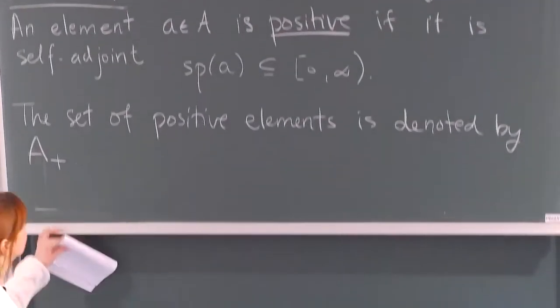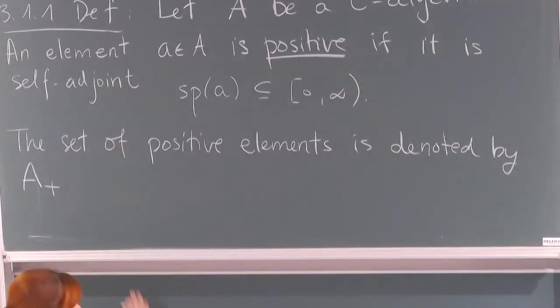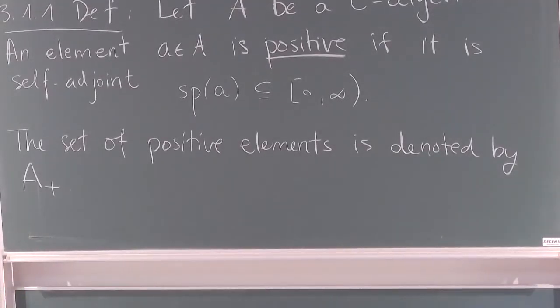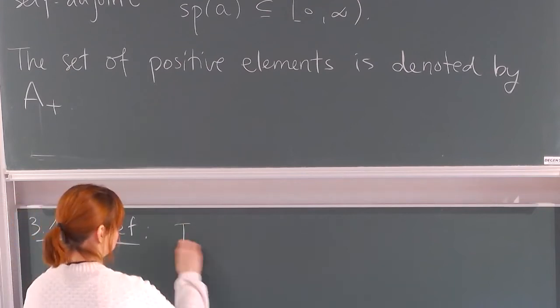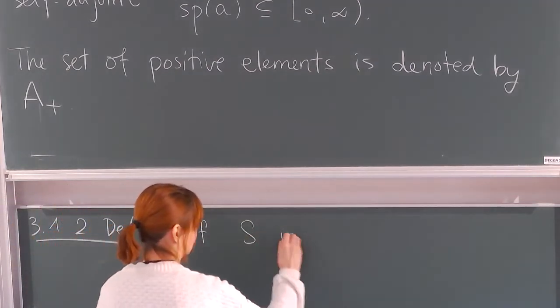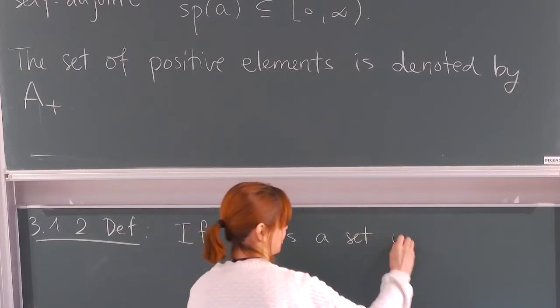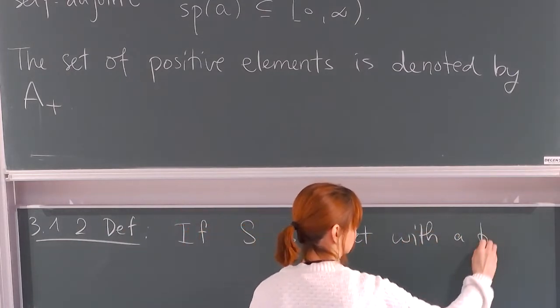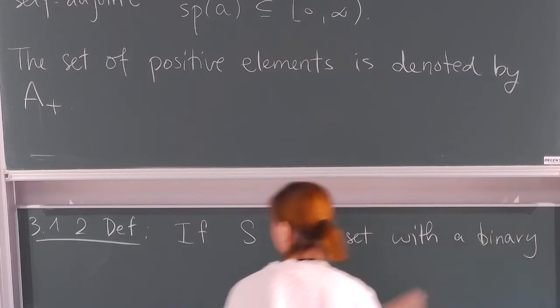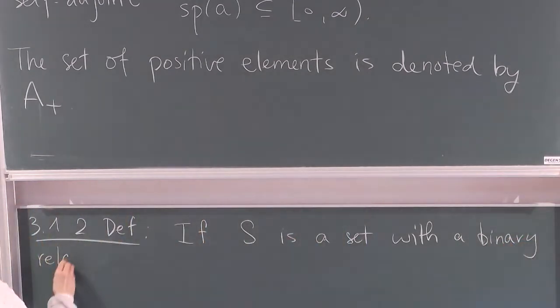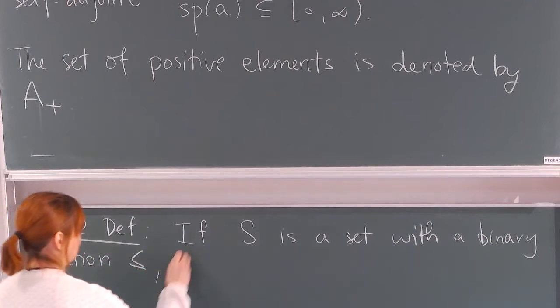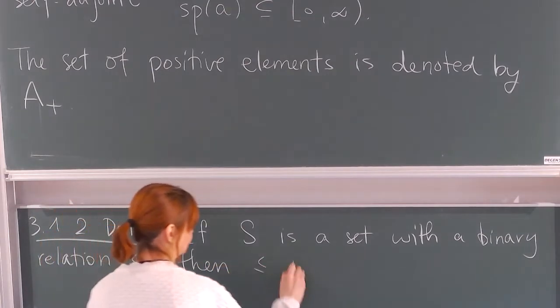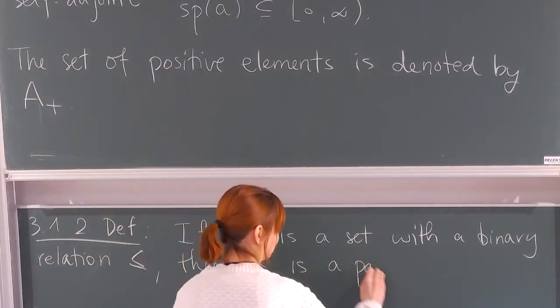Okay. So let's prove some things about this set of positive elements. First, quick definition. Probably you're familiar with this, but let me write it out anyway. If we have a set S with a binary relation, then we call it a partial order if it satisfies the following.